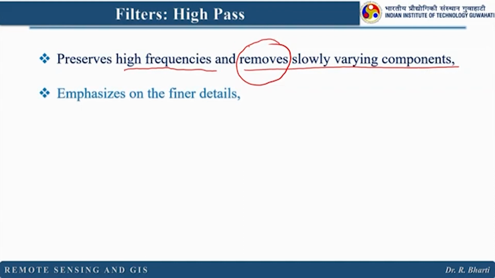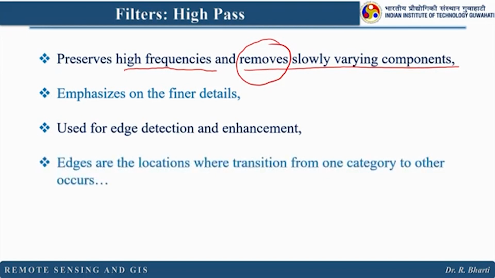The next point is that it emphasizes the finer details, because the high frequency DN values are the ones found in the boundaries or edges. If you have preserved your edges, you will have more detail about the data. We will see that there are many other filters used for edge detection and enhancement. Edges are the locations where a transition from one category to another occurs.